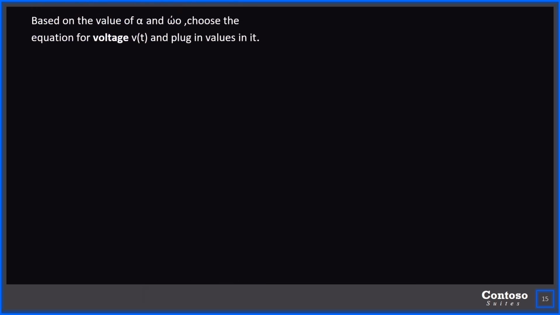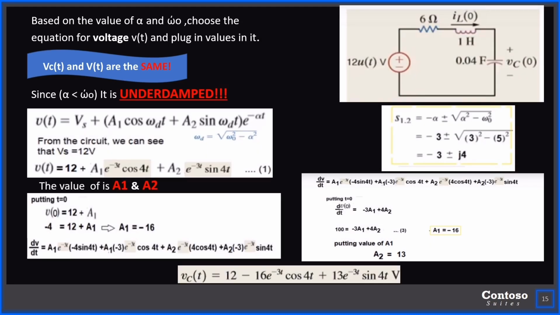Based on the values of alpha and omega, we chose the equation for voltage Vt and plug in the values since Vt and Vc are the same. Then we know that this is an underdamped case, so we use the equation Vt equals Vs, the voltage source, plus A1 cos omega d t plus A2 sin omega d t, times exponential negative alpha t. And from the circuit, we can see that the voltage source is 12 volts. And we just plug it in to get the first equation.